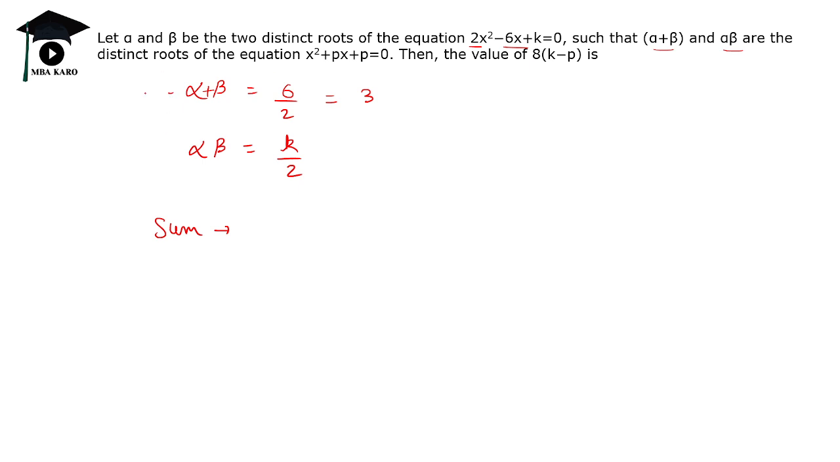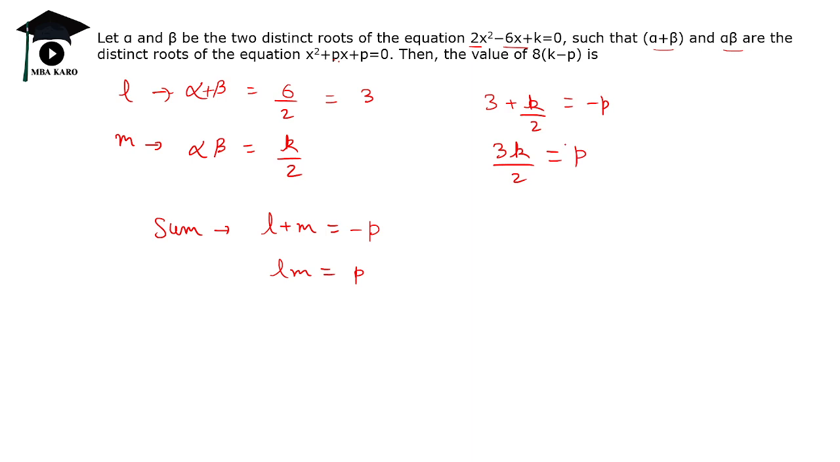Now let's call the roots l and m. So l plus m will be the sum of the roots, that is equal to minus p by 1, and l into m will be equal to p, right? So just substitute the values of l and m here. So 3 plus k by 2 is equal to minus p, and the second equation is 3k by 2 is equal to p. So let's solve for these.